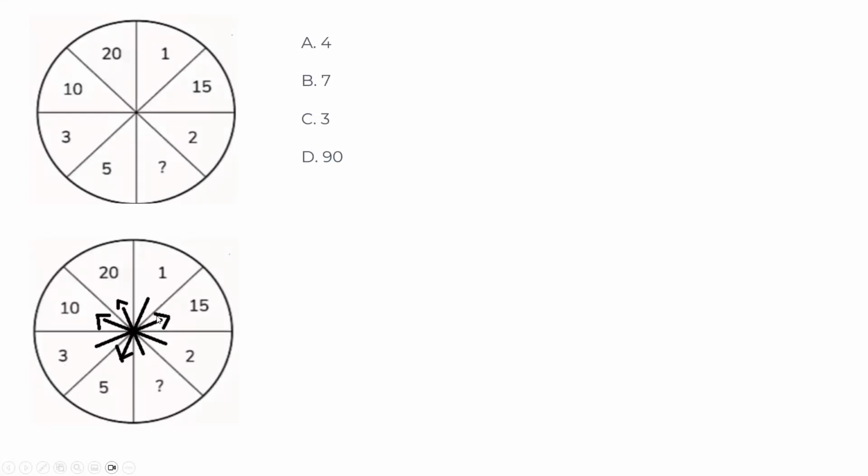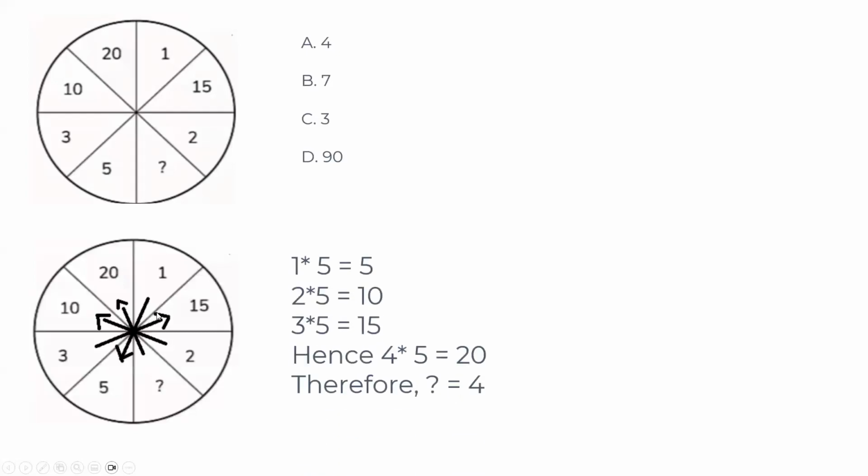So here I'll solve how these blocks are interrelated. As you can see, 1 is related to 5. How? If 1 is multiplied by 5, this gives us 5. If 2 is multiplied by 5, the result is 10. 3 multiplied by 5 is 15. Likewise these are interrelated. So here we need to think what number multiplied by 5 gives us 20. 1 multiplied by 5 is 5, 2 multiplied by 5 is 10, 3 multiplied by 5 is 15, hence 4 multiplied by 5 is 20. So the answer should be 4.